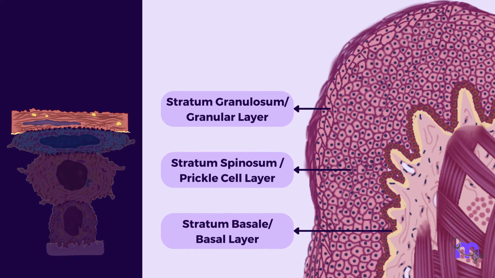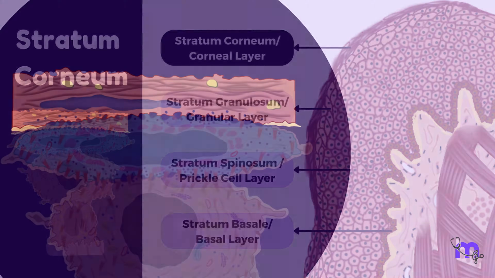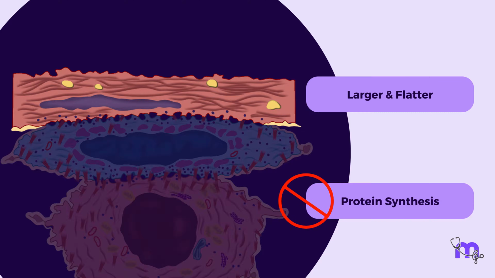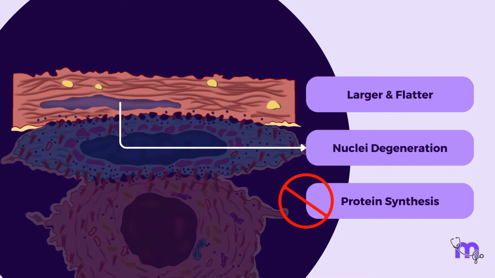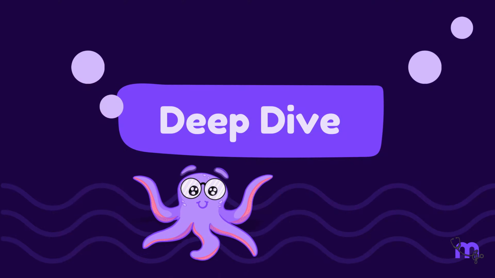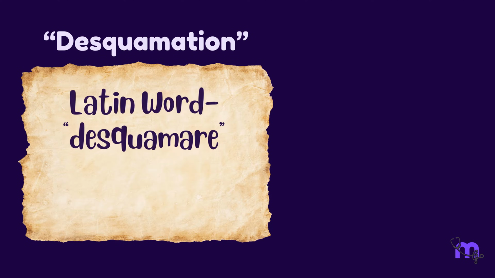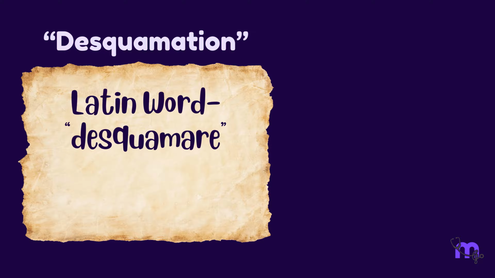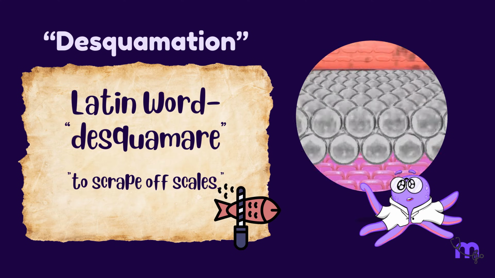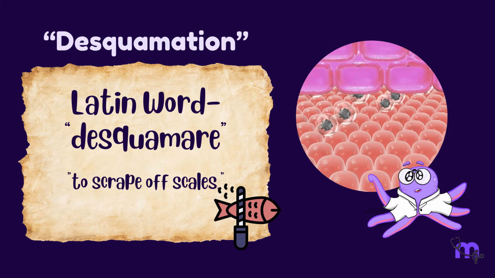Finally, the topmost layer is the stratum corneum. Cells here are larger, flatter, and unable to undergo protein synthesis as their nuclei degenerate. These cells are eventually shed through desquamation. The word desquamation comes from the Latin word desquamare, which means to scrape off scales. Over time, the term became more widely used in medical contexts to describe the natural shedding of skin cells.